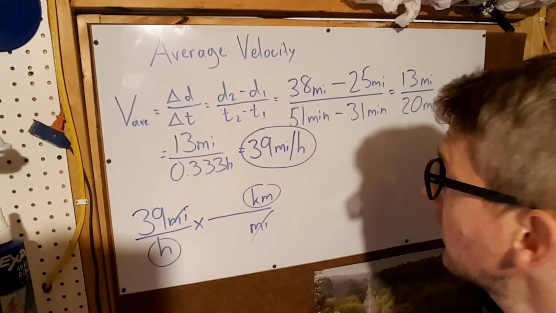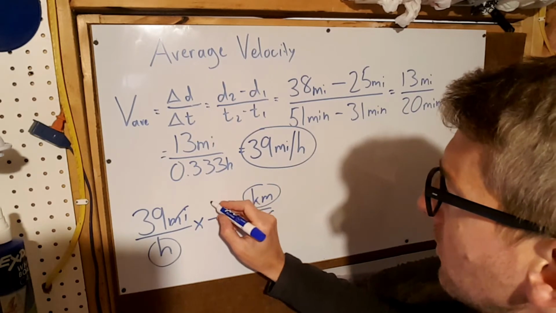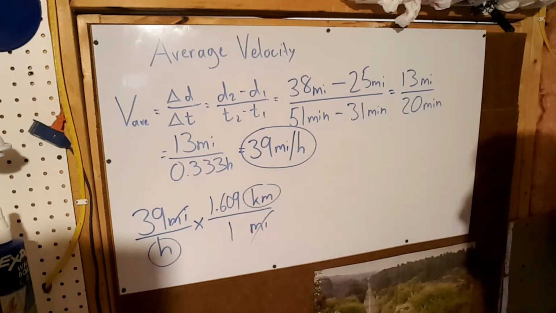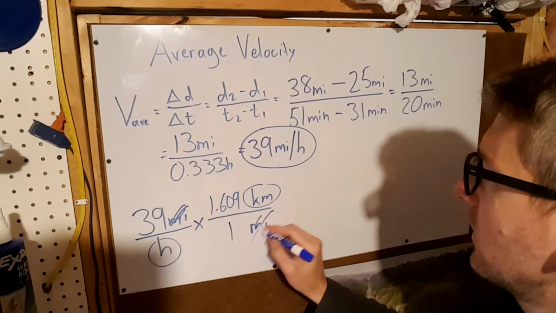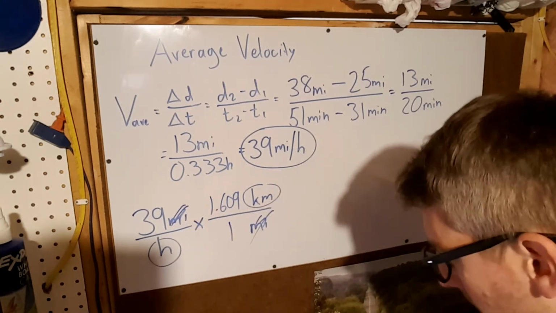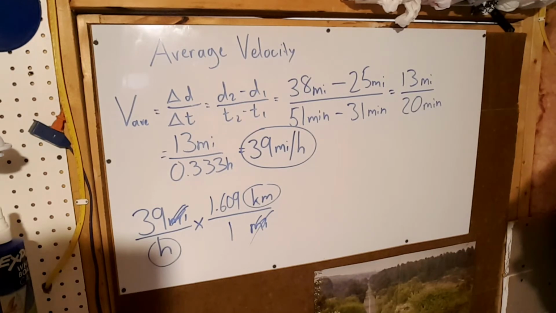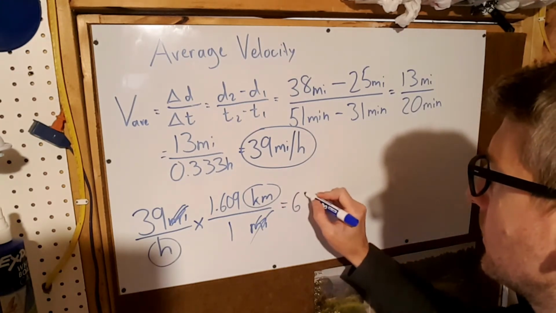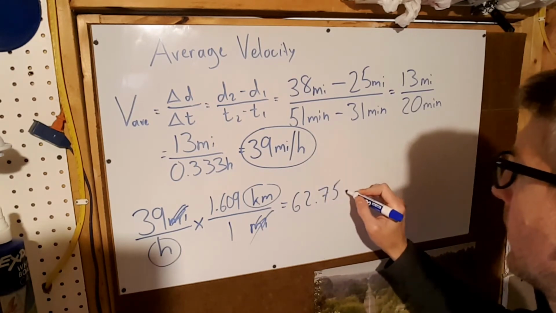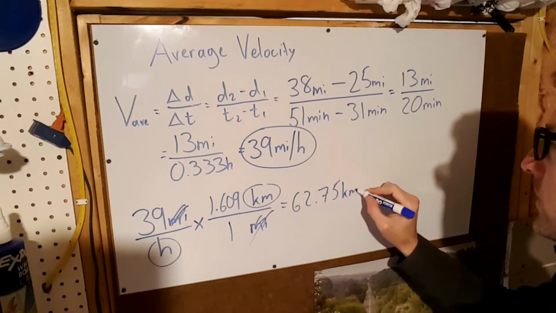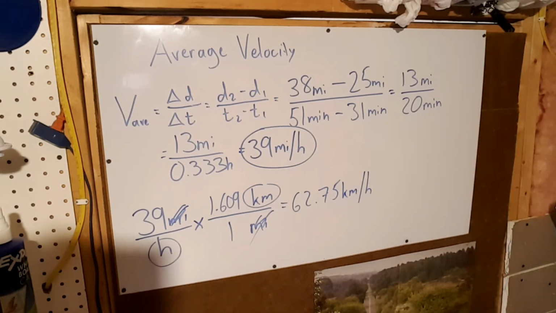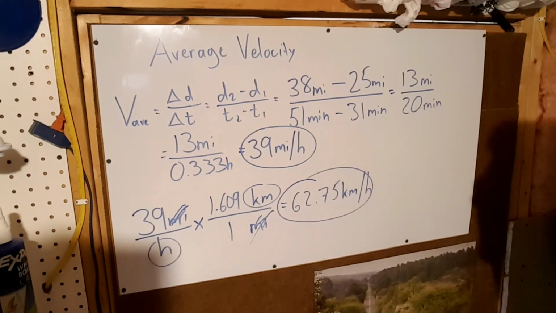And you'll get your kilometers per hour that you want. Don't forget that you have 1.609 kilometers in every mile. So that means miles cancels with miles and you get kilometers per hour like you want. And 39 times 1.609 is 62.75. So 62.75 kilometers per hour, like that. 62.75 kilometers per hour is the speed in km per h.